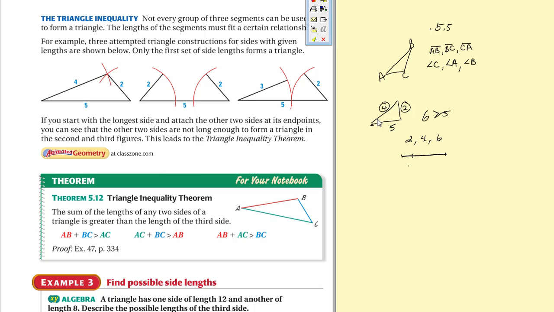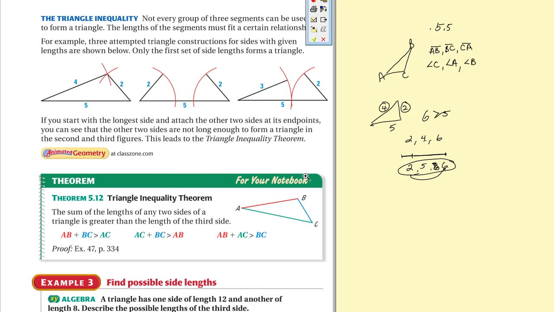So let's look at something that will make a triangle. Let's say 5 and 7. No, that won't work either. 2, 5, 8. No, 2, 5, 6. All right. 2 plus 5 is 7, and that's bigger than 6. 5 plus 6 is 11, and that's bigger than 2. 6 plus 2 is 8, and that's bigger than 5. So these three numbers would make a triangle.